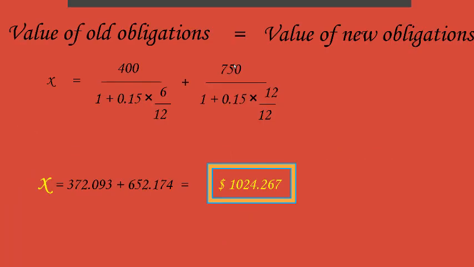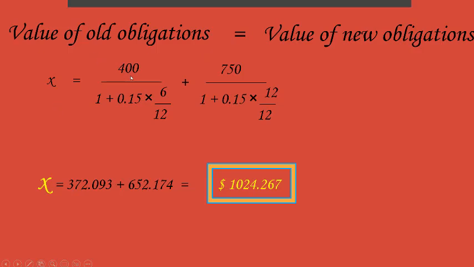Where the value of all the debts is equal to the value of new debts, and where the focal date lies before the maturity dates of old and new obligations, then the present value of old obligations is equal to the present value of new obligations. Let's start with the old obligations.